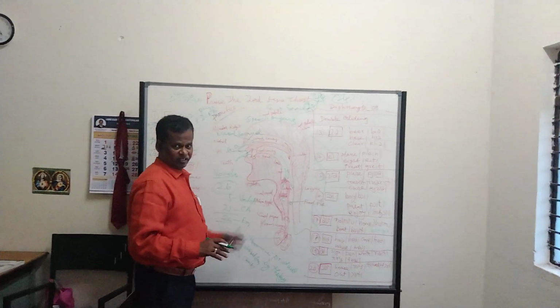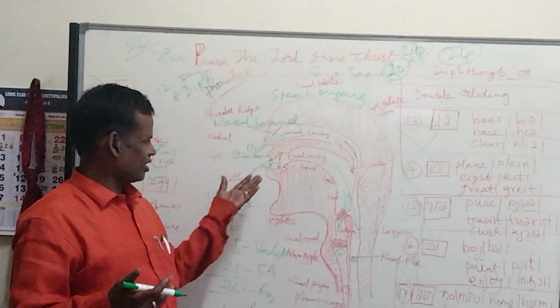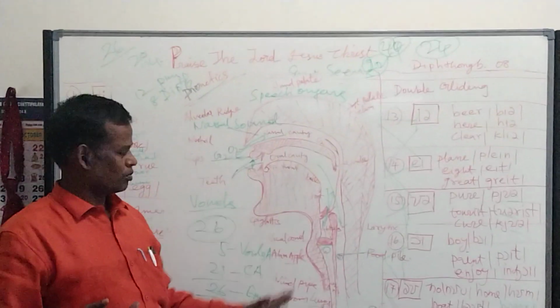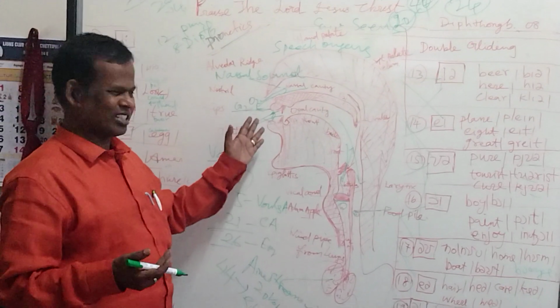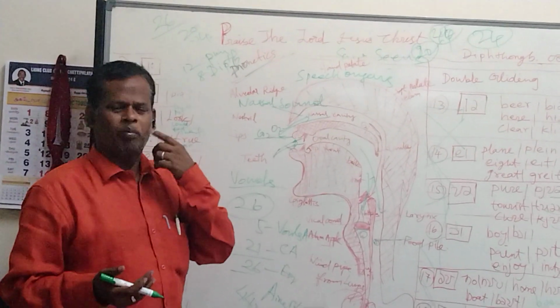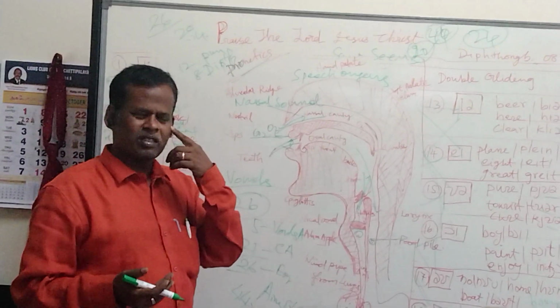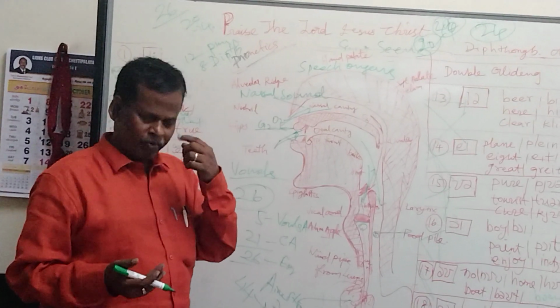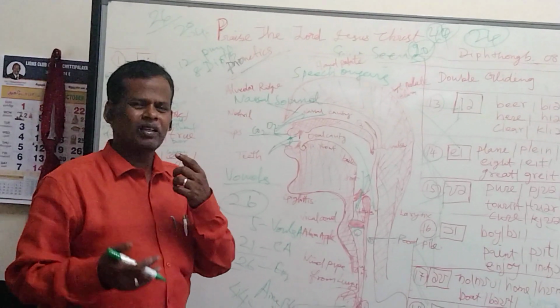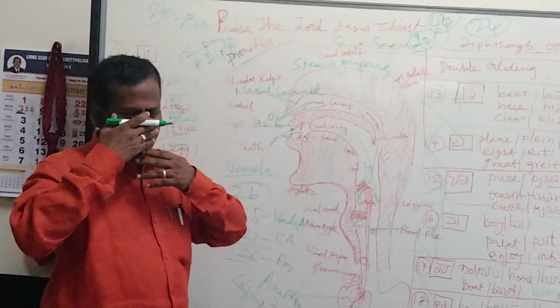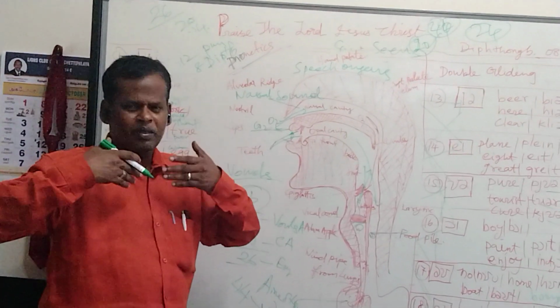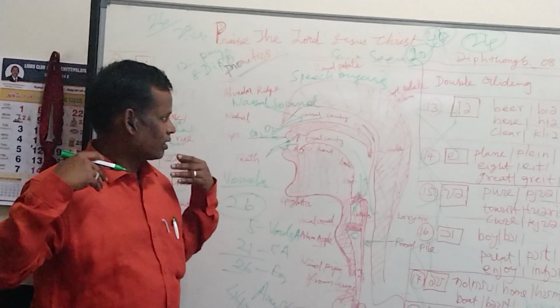I think the knowledge of the organs of speech is over for today. It is enough. Lips, teeth, mouth, tongue, nasal passage, and the front of the tongue, tip of the tongue, blade of the tongue, middle of the tongue, back of the tongue.